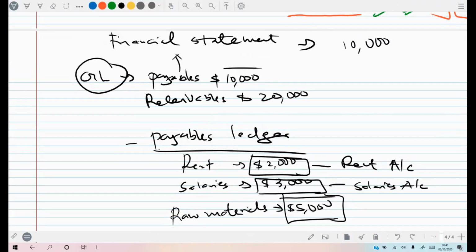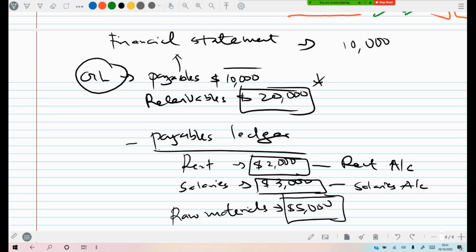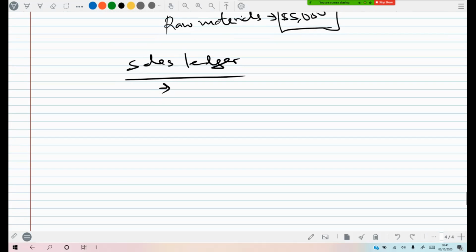So you want to understand where this 20,000 came from, because it appears in the GL. But the question is, where did it come from? You want to understand the details of the 20,000. So what do you do? You go to the receivables ledger itself. So here, we go to the sales ledger or the receivables ledger to understand that 20,000 balance, to understand where it was coming from.